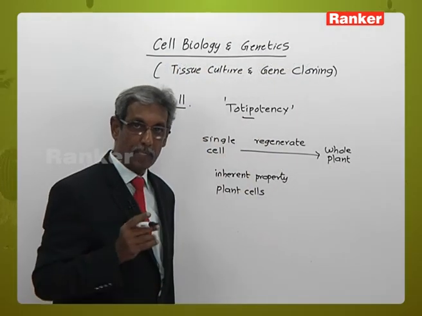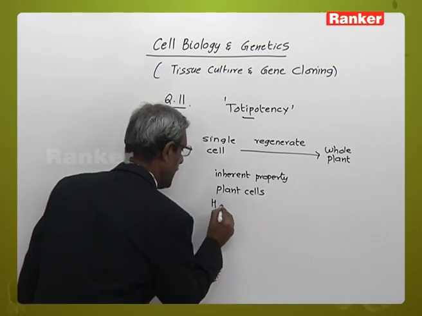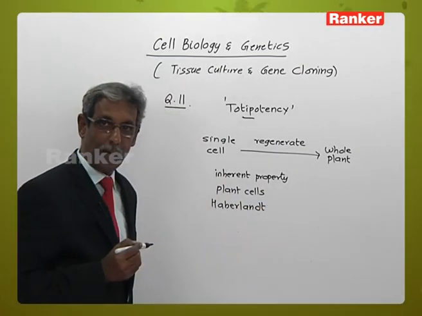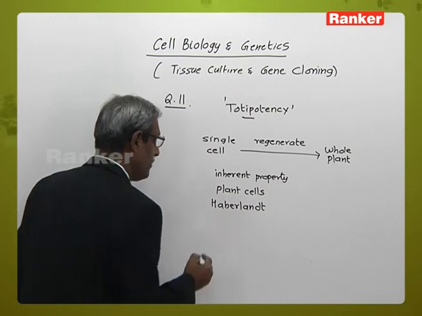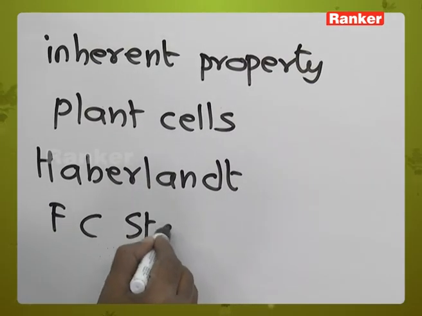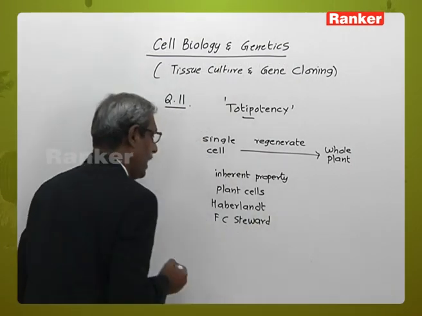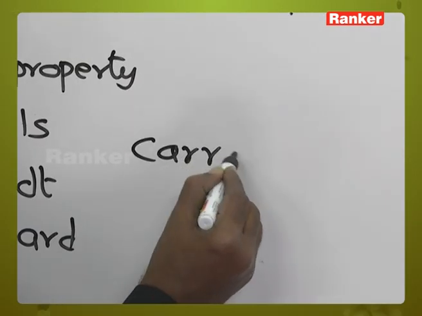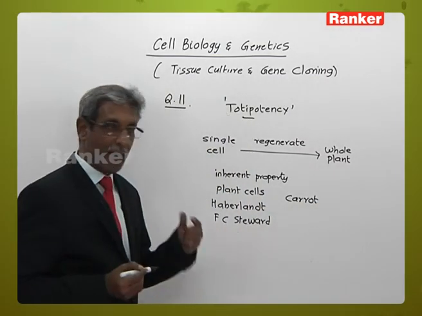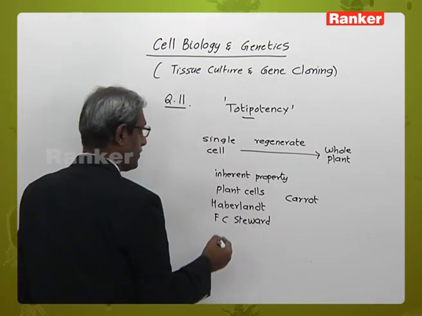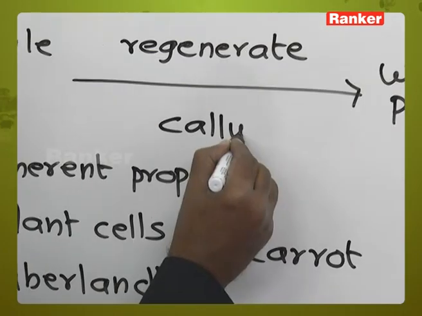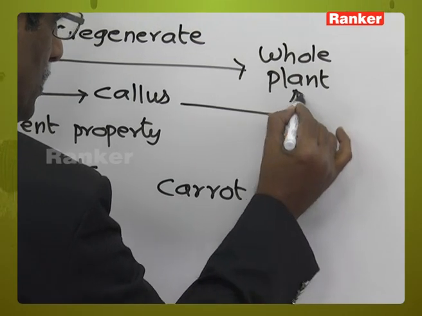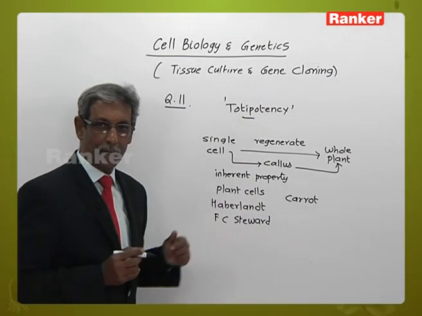So, the concept of totipotency has been proposed by Haberlandt. Haberlandt has been the father of plant tissue culture, and it has also been worked out by F.C. Steward. F.C. Steward is a world famous plant physiologist who worked on carrot, and he could generate the entire carrot plant from a single cell, and in the process it could form a callus. A single cell could give rise to the callus. The callus on differentiation can give rise to the entire plant. So, this property is primarily termed as totipotency.